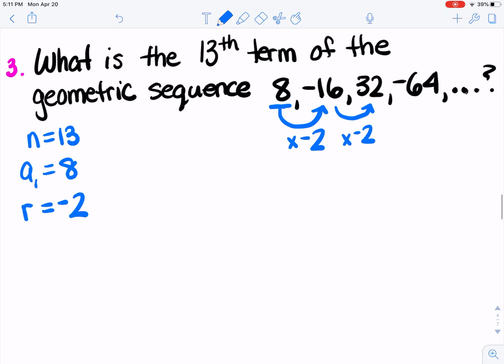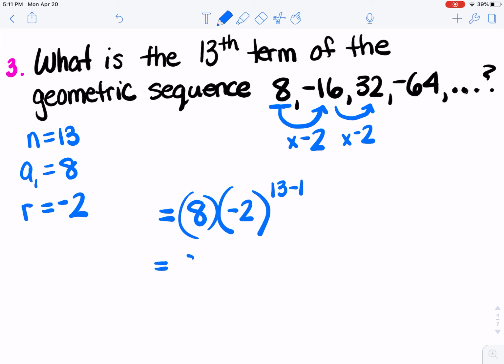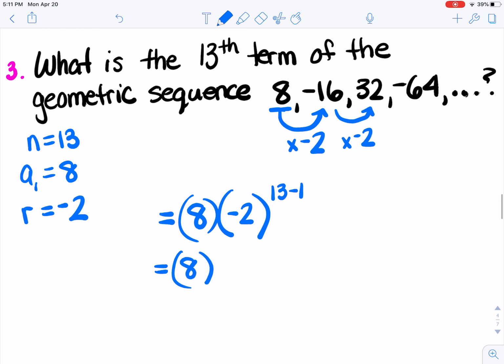So now I'm going to go ahead and plug this into the formula. My first term is 8. My common ratio, I solved for it to be negative 2. And then my n is 13 minus 1. Again, I'm being dramatic by writing out 13 minus 1. If you're fancy, you could maybe do that in your head before and just do it in your first step and do some of the work yourself.